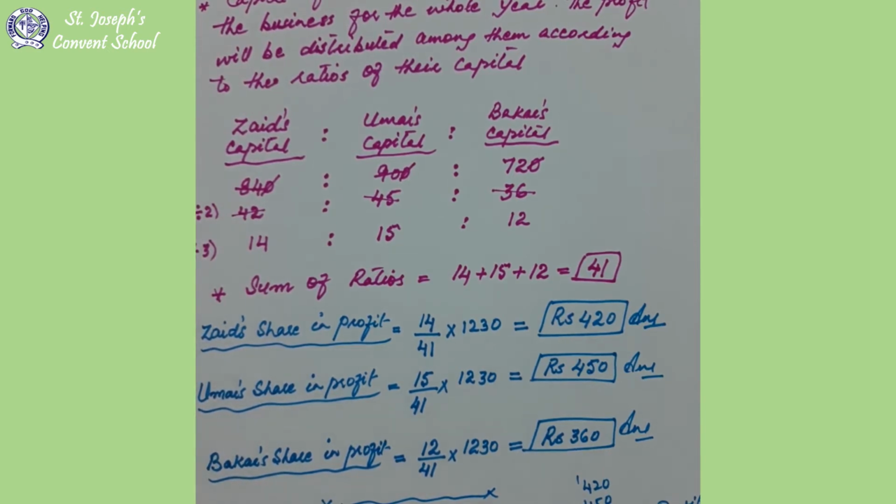All the questions you have to do with the same method. I hope you have understood this. If not, then let's do the next question. In the next also, same way: write the profit, write each one's capital, and then find the share.